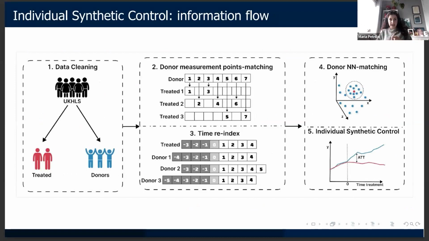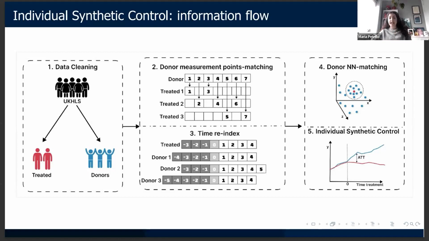The first is data cleaning. We want to identify the control and the treated units. The second is called donor measurement points matching. So for every single treated case, so for every single unpaid carer, donors are selected based on the availability of identical measurement points. Bear in mind that donors can be reused across multiple treated cases.